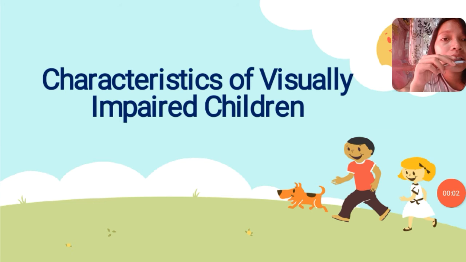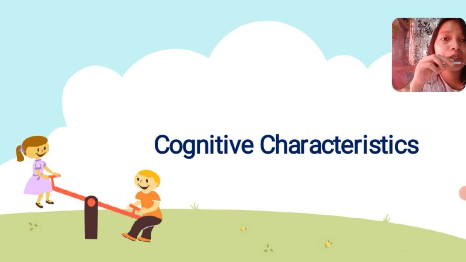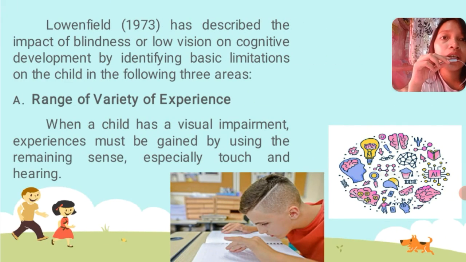Okay, next is the characteristics of visually impaired children. So first, cognitive characteristics. Lowenfield 1973 has described the impact of blindness or low vision on cognitive development by identifying basic limitations in the child in the following 3 areas. So these areas are a range of variety of experience. When a child has a visual impairment, experiences must be gained by using the remaining sense, especially touch and hearing.